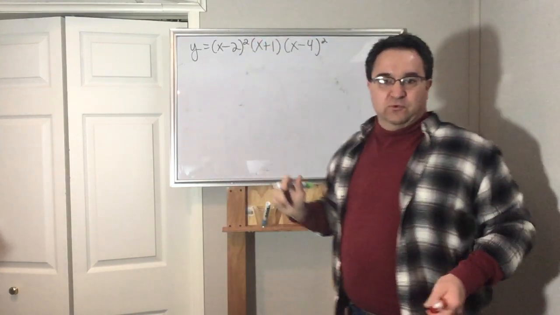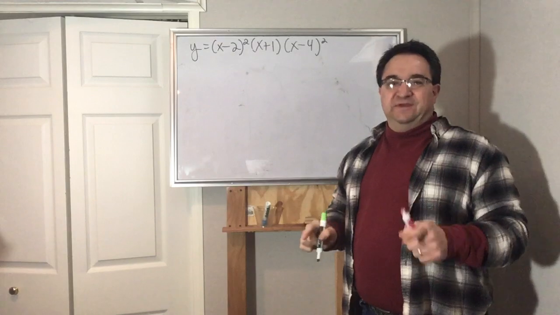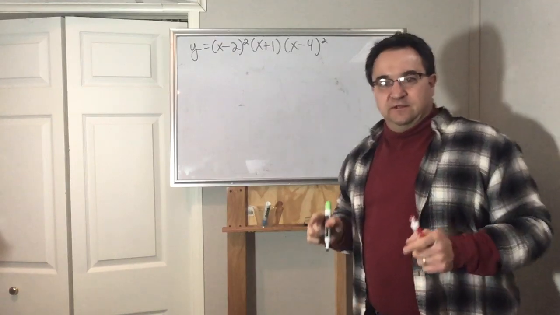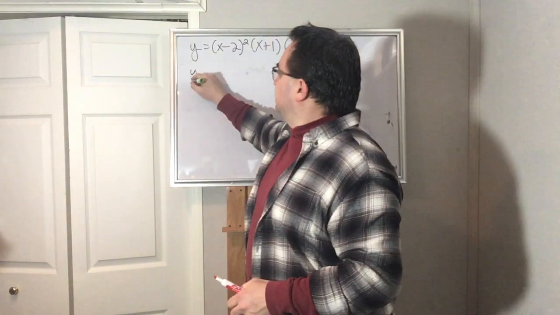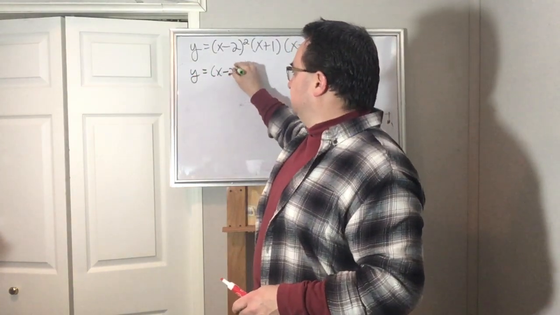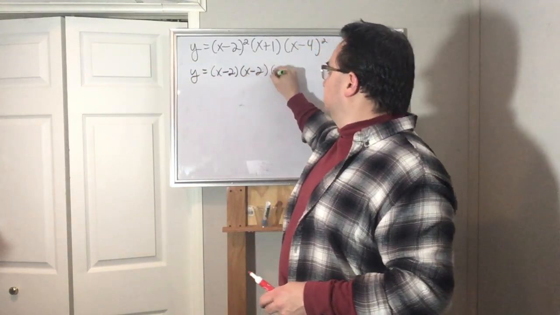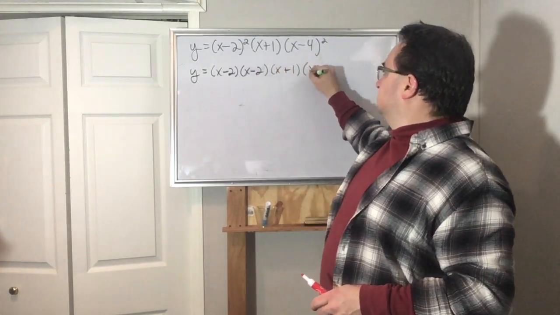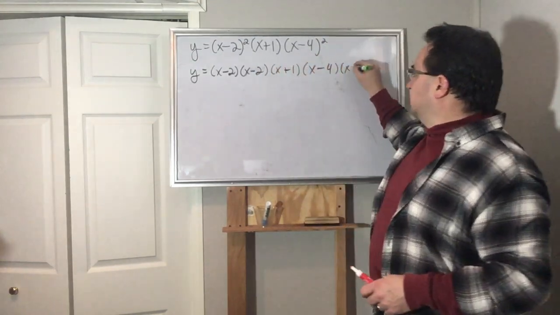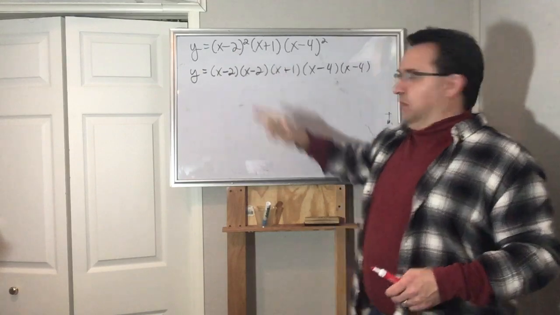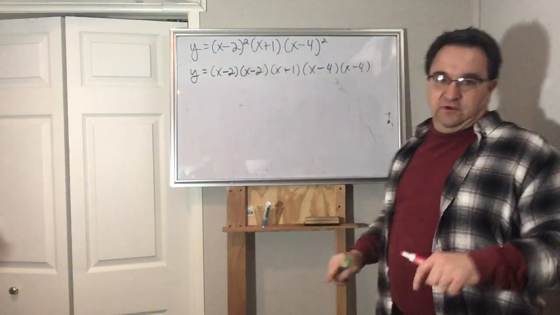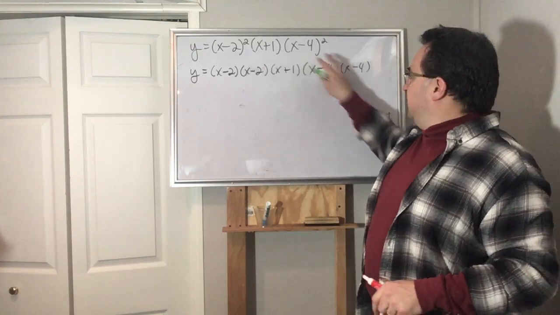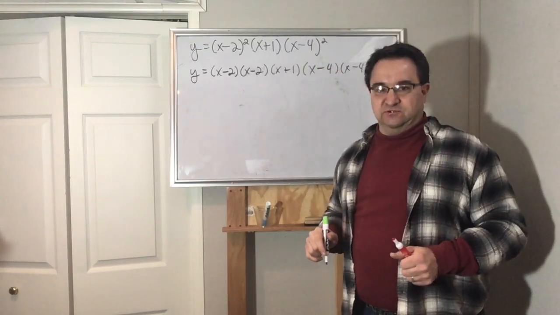All right, you see those squares. What does it mean to square something? It means multiply it by itself that many times. So you don't have to write this. You just need to see it in your mind. See, I got 2 of those. That's a multiplicity. 2 of them. 1 of those, multiplicity of 1. And 2 of those, multiplicity of 2.